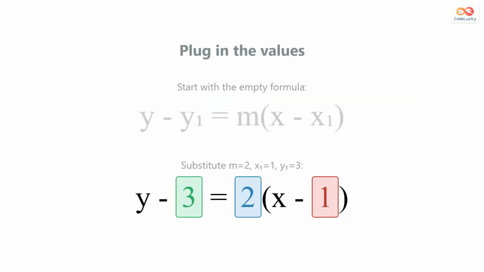All we do is plug the numbers into their correct spots. We replace m with 2, x1 with 1, and y1 with 3. The result is y minus 3 equals 2 times the quantity x minus 1. That is the complete equation in point-slope form.